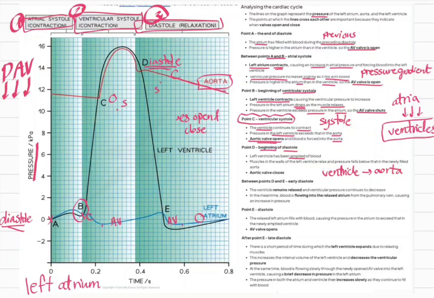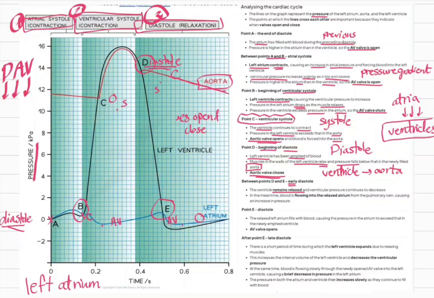emptied. So as we can see here, the left ventricle has been emptied of blood and the muscles in the left ventricle relaxed. It's diastole, aka the relaxation part, and the pressure falls below that in the newly filled aorta. The aorta now has a higher pressure, and the aortic valve is going to close at the beginning of diastole. We know it's open there. Between points D and E now is during diastole, the early diastole phase actually, where the ventricle remains relaxed.